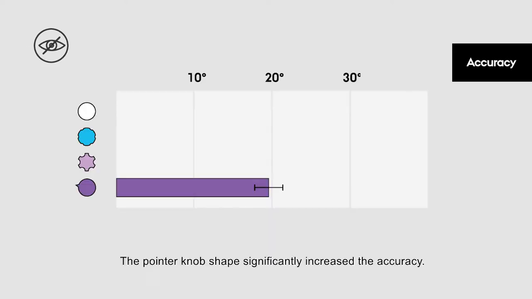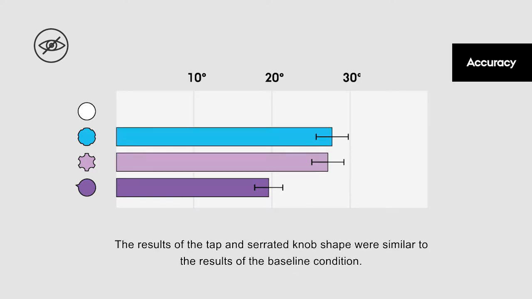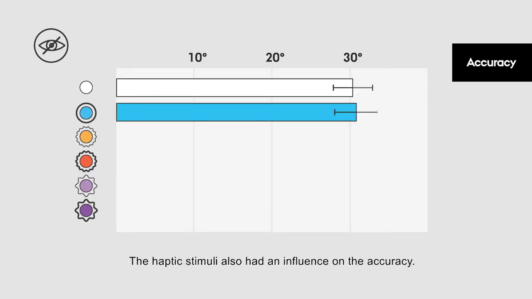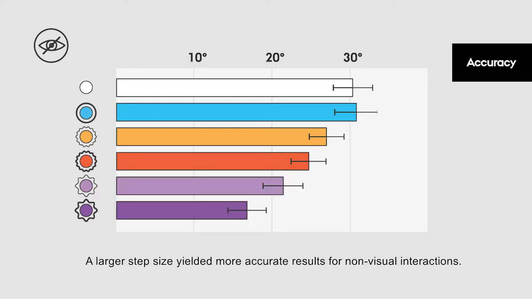The pointer knob shape significantly increased the accuracy. The results of the tap and serrated knob shape were similar to the results of the baseline condition. The haptic stimuli also had an influence on the accuracy. A larger step size yielded more accurate results for non-visual interactions.